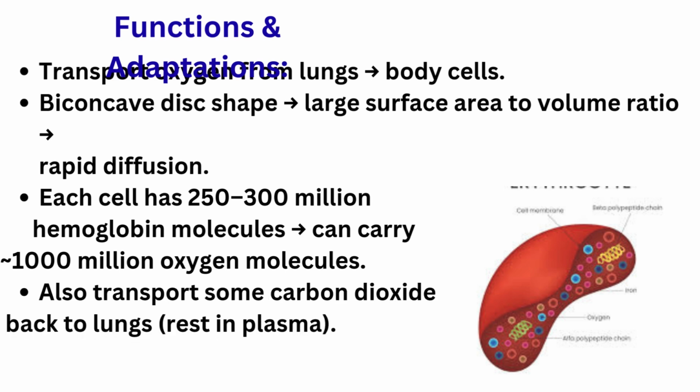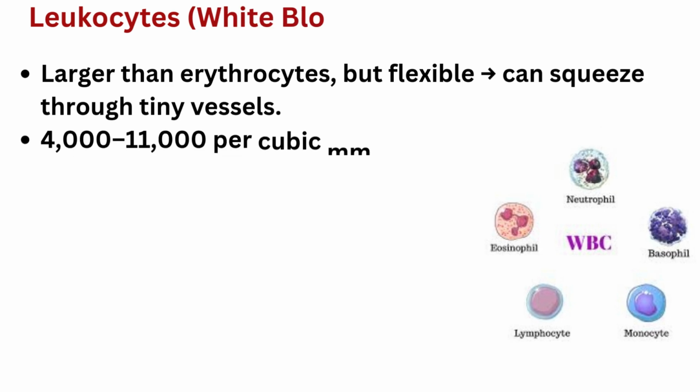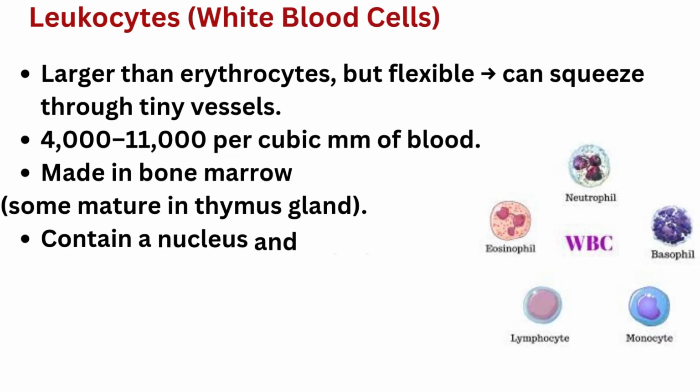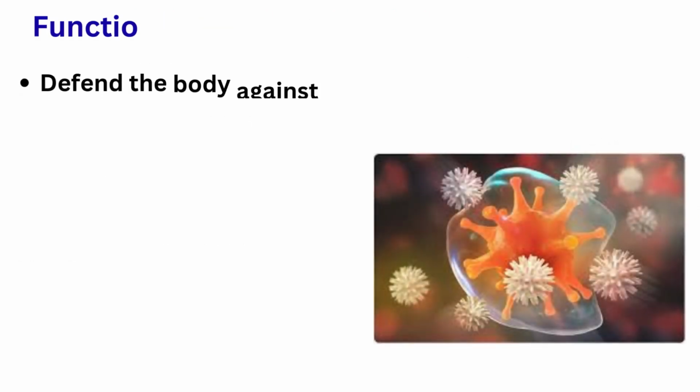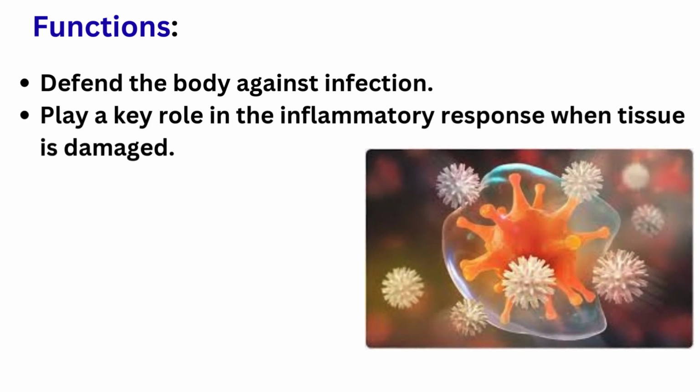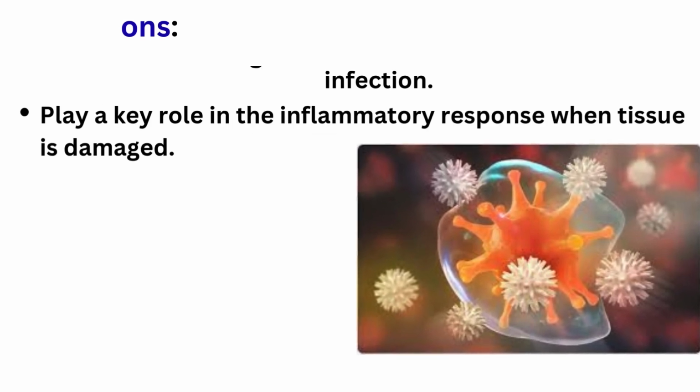Each cell contains 250 to 300 million hemoglobin molecules, carrying about 1 billion oxygen molecules, and also helps transport some carbon dioxide back to the lungs. White blood cells are larger than red blood cells but flexible, allowing them to pass through tiny vessels. Numbering 4,000 to 11,000 per cubic millimeter of blood, they are produced in the bone marrow, with some maturing in the thymus. They contain a nucleus and colorless cytoplasm, with some showing stainable granules. White blood cells defend the body against infection and play a key role in the inflammatory response to tissue damage.